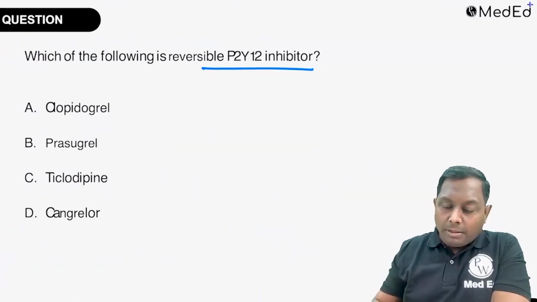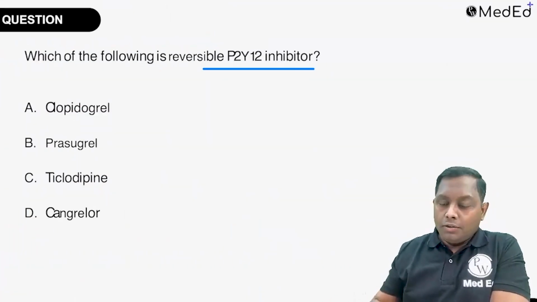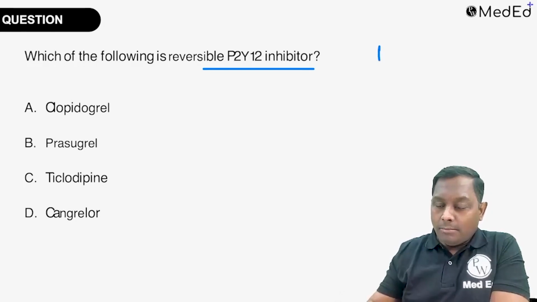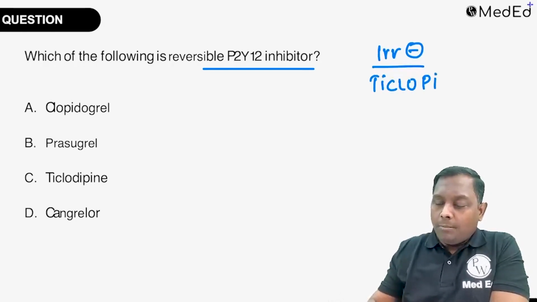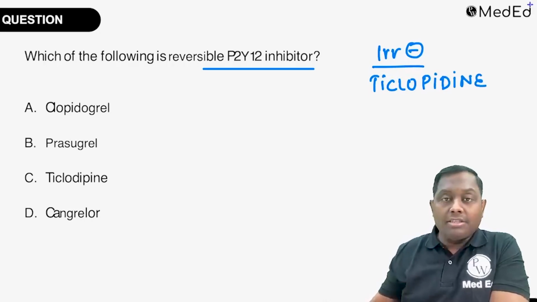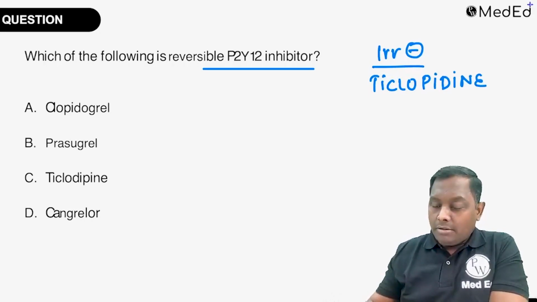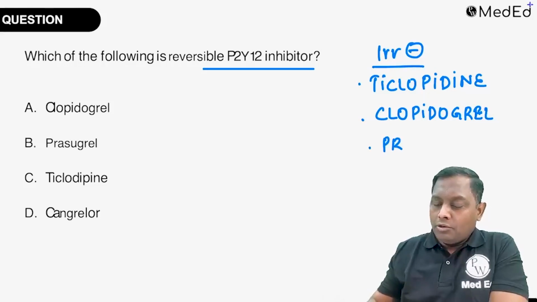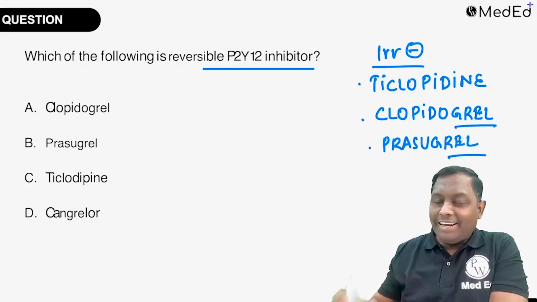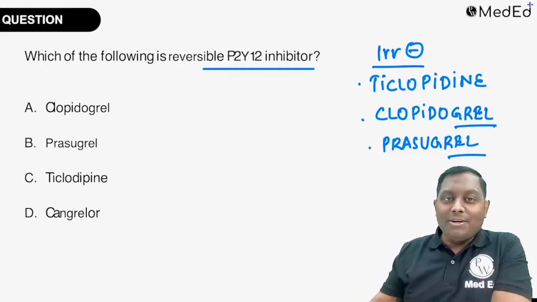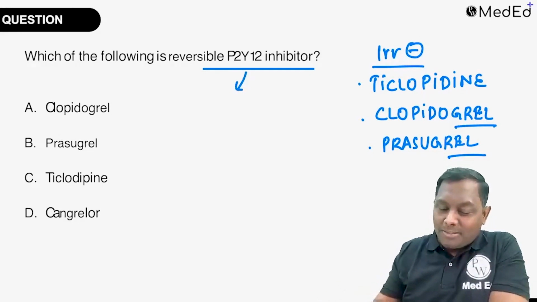Which of the following is a reversible P2Y12 inhibitor? So under reversible, if you want to remember, then there is something called irreversible also. Irreversible कौन से हैं? टिक्लोपिडीन, जिसको हम नहीं यूज करते हैं बिकॉज ऑफ हाई रिस्क ऑफ न्यूट्रोपीनिया. Then we have clopidogrel and another one is prasugrel. So their name is mainly ending with what? ग्रिल, है ना. सो ग्रिल की बात करेंगे जहां पे, तो रिवर्सिबल आ गया.